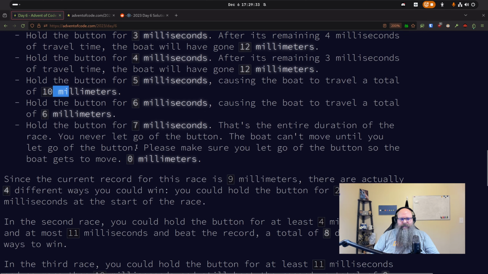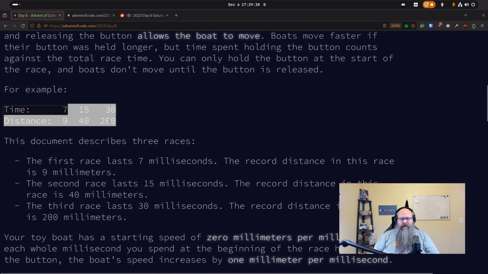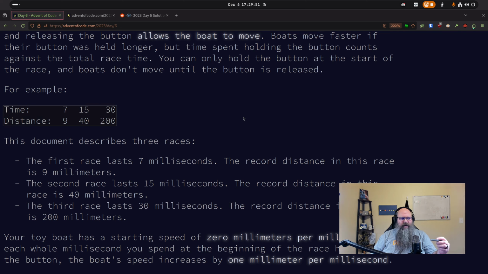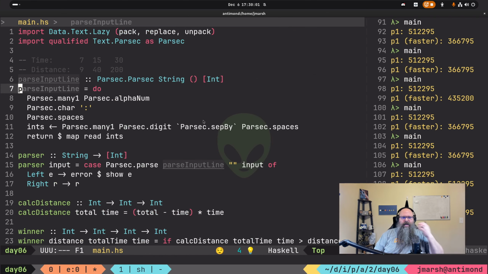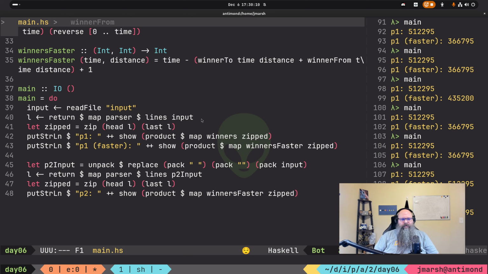Well, in this case, it happens to be 4 beat the 9 here. And so you're going to do that for each race and multiply them together. So this one has 4, and then the next one has 8, and the next one has 9, right? 4, 8, and 9. So the idea is you're just doing these races and trying to find out how many ways you can beat it. And once you figured out how many ways you can beat it for each of the races, you multiply those together. Again, I'll link to the problem so you can read it more if you don't quite understand. But the idea was actually not too tough.